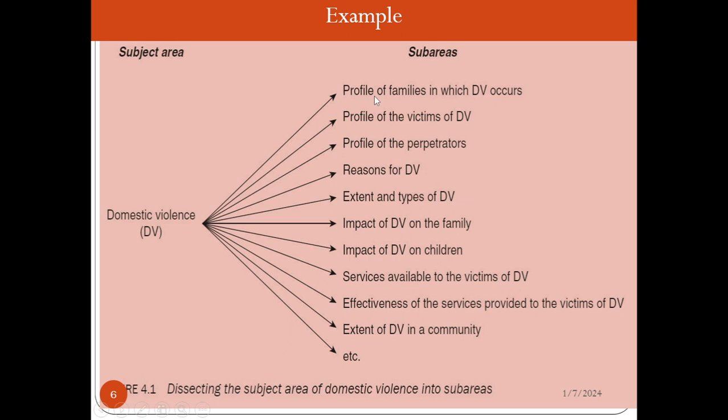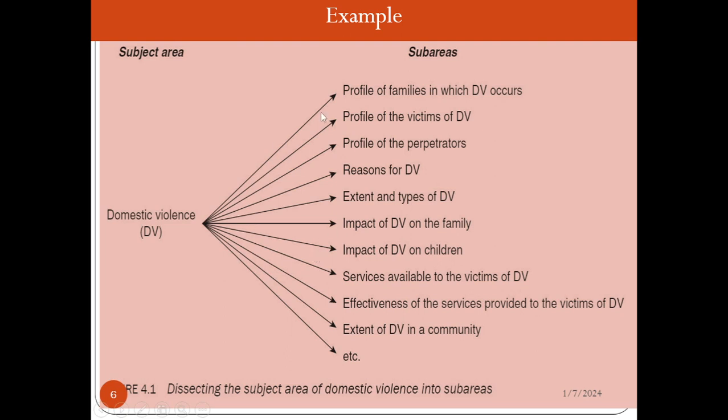You can choose profile of families in which DV occurs. So you can start working on this. Or maybe you can choose profile of the victims of DV. Or suppose that you think that profile of families in which DV occurs is very narrow, so you need to do more. Then you can choose two sub areas also. You can say profile of families in which DV occurs and profile of the victims of DV, for example. You can choose two sub areas that are closely related to one another.